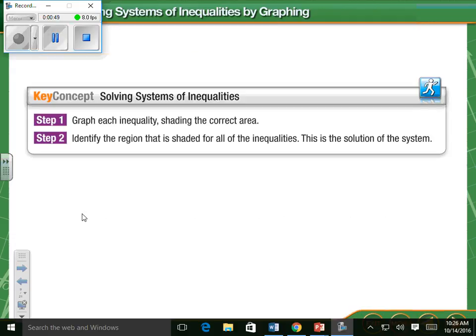So the process for solving systems of inequalities would be, first, let's graph each inequality separately and shade the correct area. Then we're going to identify which of the areas, since that should break it up into different sections, would be shaded in common for both of the inequalities. So if you look at where you overlapped the shading, that would be your solution to the system.